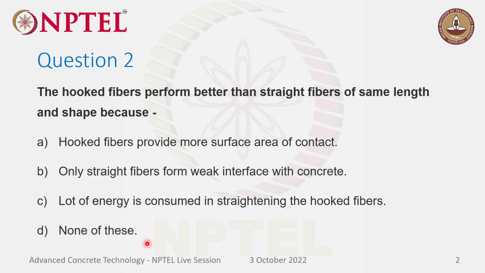Normally the fibers we get from the market will be different. If you take a straight fiber and a hooped fiber, the performance is going to differ. Hooped fibers perform better compared to straight fibers. So you need to find why.